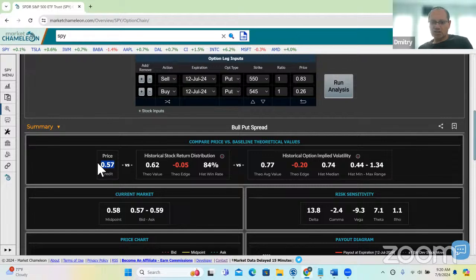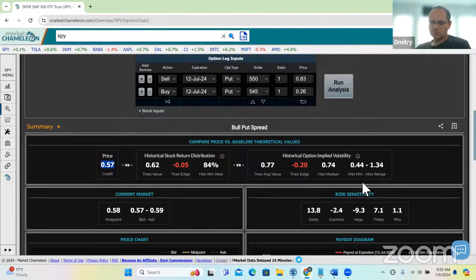And what about the range, the high-low range? We see that our historical range was as low as 44 cents, as high as 134. So looking at that, we're not at the low, but we're closer to the lower end. Okay, so not a lot of juice pumped up in that credit put spread.